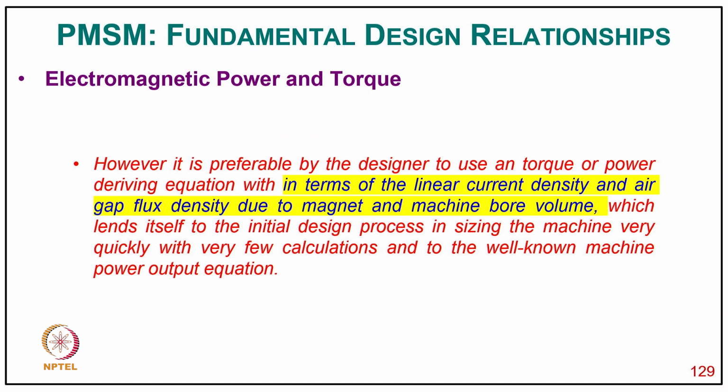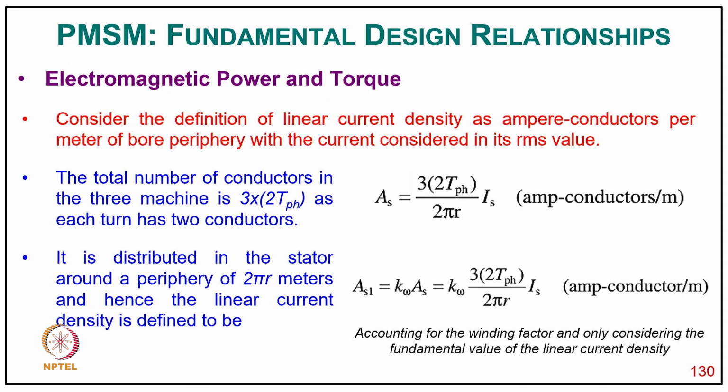However, it is preferable by the designer to use a torque or power deriving equation in terms of linear current density and the air gap flux density due to magnet and the machine bore volume, which lends itself to the initial design process in sizing the machine very quickly with very few calculations, and to the well-known machine power output equation. To consider the definition of linear current density, it is the ampere conductors per meter of bore periphery, with the current considered in RMS value.